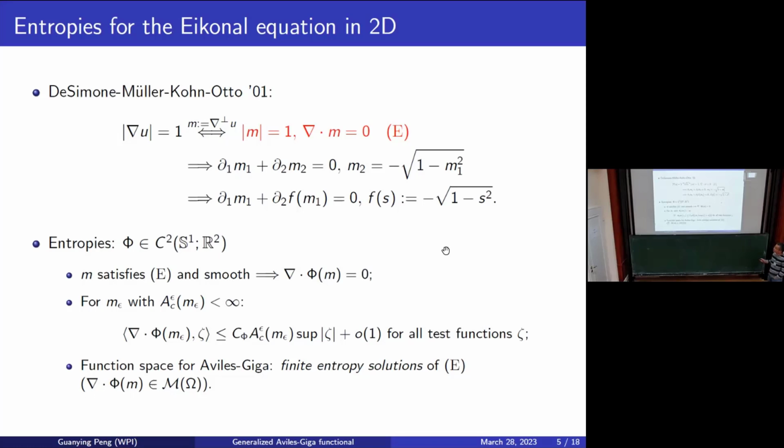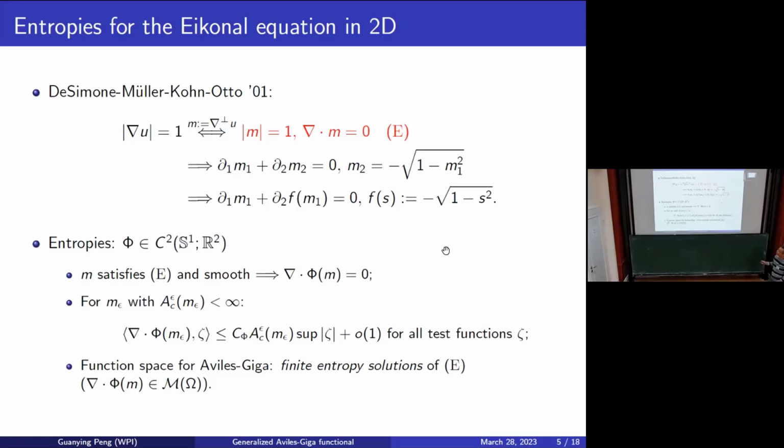The significance of this estimate is twofold. First, this offers a lower bound for the Aviles-Giga energy. So together with the compactness result, one can show the liminf inequality in the gamma convergence in terms of entropy productions. On the other hand, this also offers an upper bound for entropy productions, again together with the compactness result on the previous slide. So this gives us something about entropy productions in the limit.